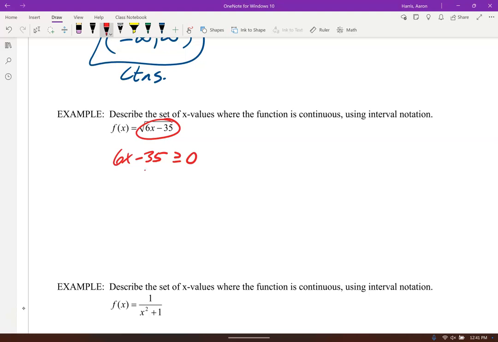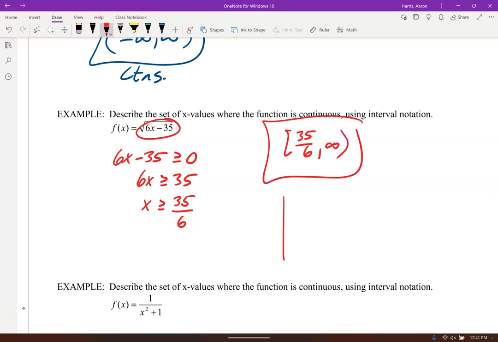So we're going to solve that: add 35 to both sides, divide by 6, and we're dividing by a positive number, so we don't need to switch the sense of the inequality there, right? That's which way it goes, so we're okay. So x is just greater than or equal to 35 over 6. So that's where we're continuous. This function is continuous from 35/6 on. In other words, that's kind of what that function looks like, right? That square root function takes off there from 35/6.